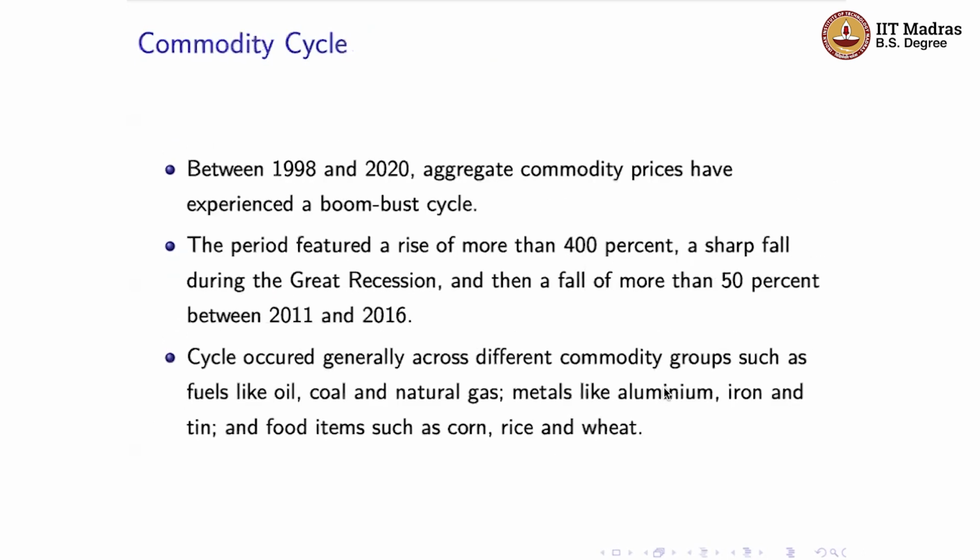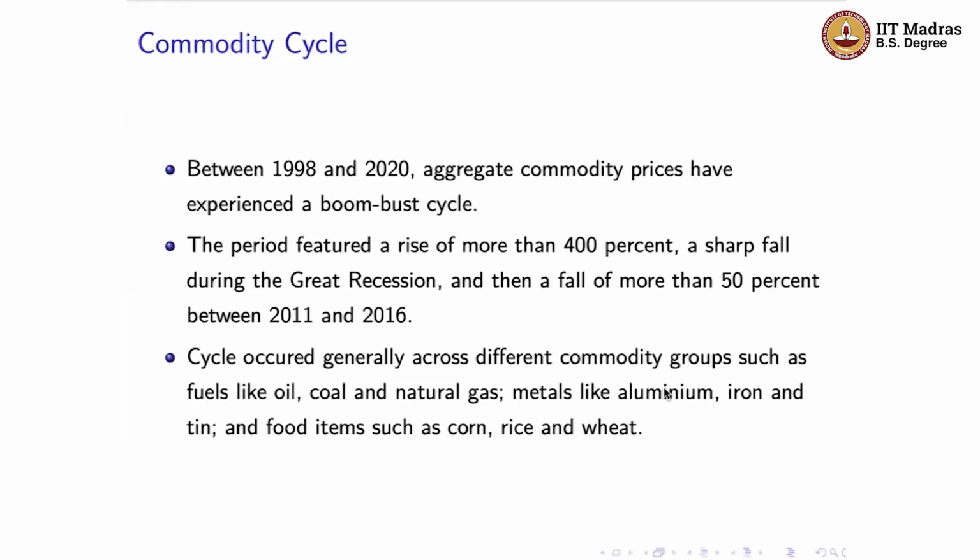Okay, so let's look at an example of why this dependence on commodities and natural resources can not necessarily be a good thing. So, for instance, between 1998 and 2020, the aggregate commodity prices have experienced a boom-bust cycle, right? So, what does that mean?